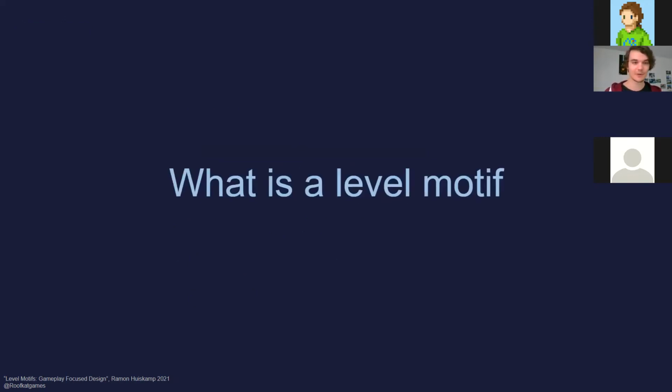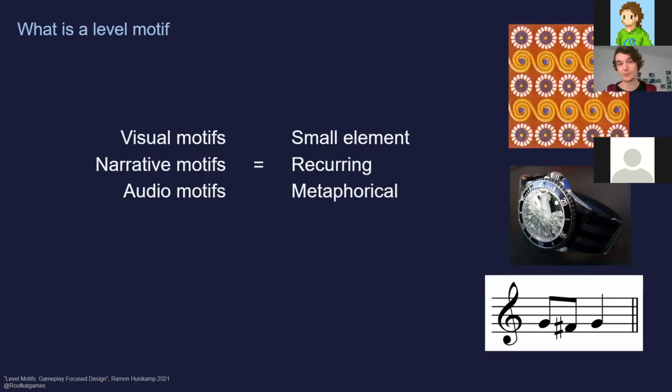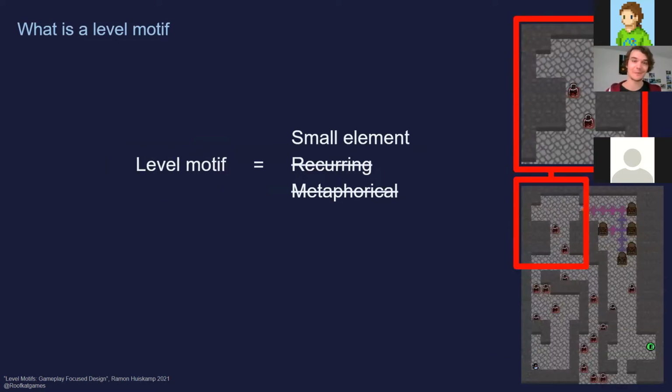So starting very much at the beginning, if you've heard of motifs before, you've probably heard of it in different media, a visual motif, narrative motif, audio motif, anything like that. Obviously, these all refer to different things, but they have a lot of overlap in their meaning. They're usually a small element of something bigger, often recurring, and they often have something that you can interpret metaphorically. As we're in the games industry, we're ignoring most of that. We're ignoring most of the conventions other media uses. When I'm talking about a level motif, I'm just talking about it being a smaller element of a bigger level. It doesn't necessarily need to have something that's recurring or some metaphorical meaning to it.